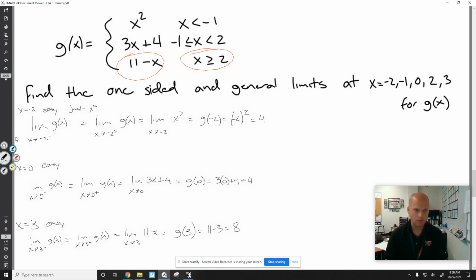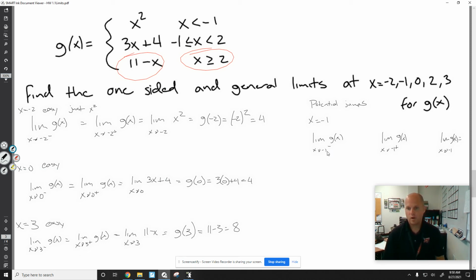Now let's go to the ones where we need to investigate further, where we have potential jumps. Starting with negative 1. Okay? We got to look at negative 1 from the left. We got to look at negative 1 from the right. And then looking at those two numbers, we'll be able to answer negative 1 in general.